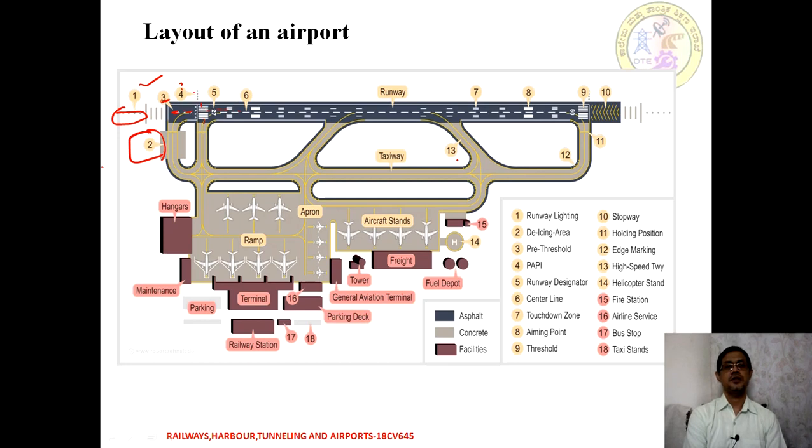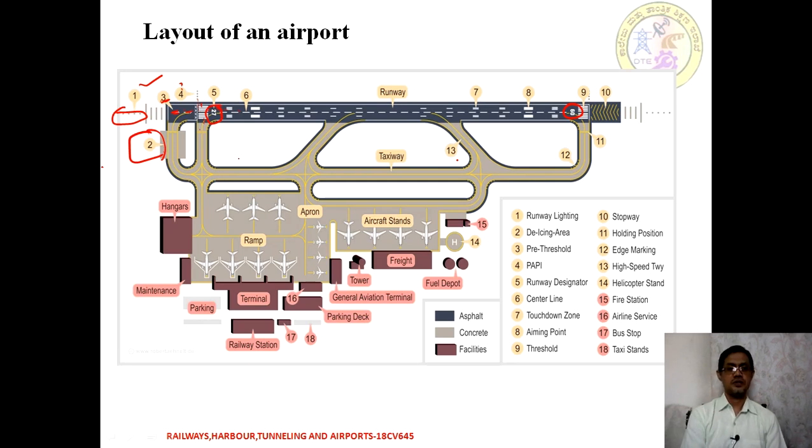Next is the marking where a straight horizontal strip is followed by thick vertical lines. That is called a PAPI. Fifth one is the runway designator. Try to see the number: it is marked as 27 here, and at this end it is marked as 9. In the runway topic I will explain what those numbers are. That is called the runway designator.